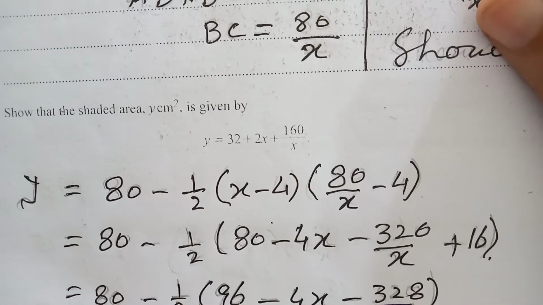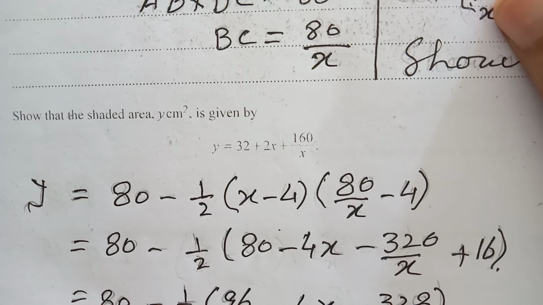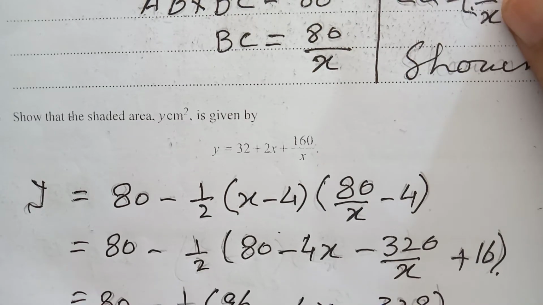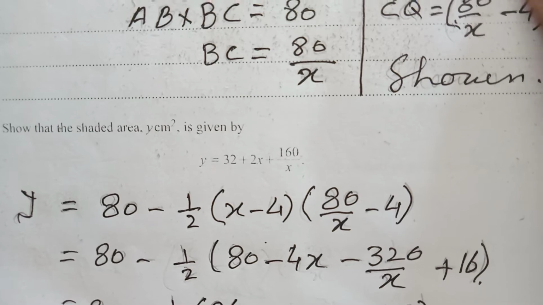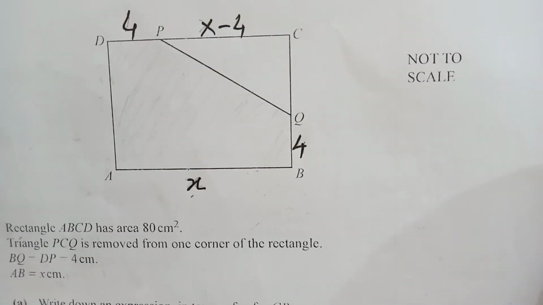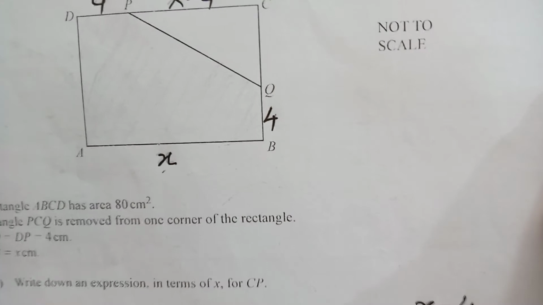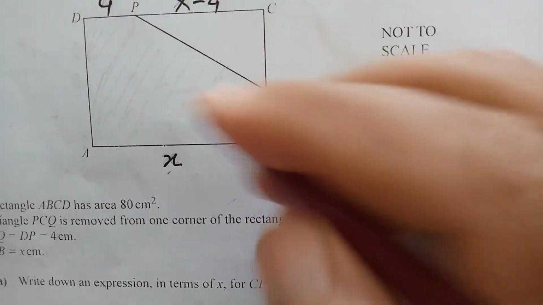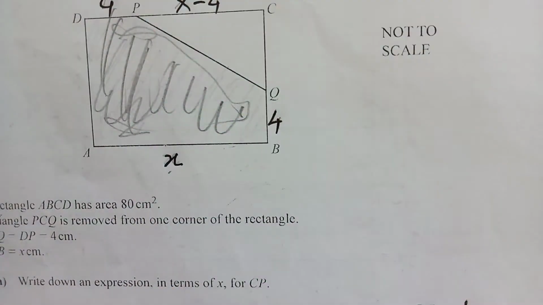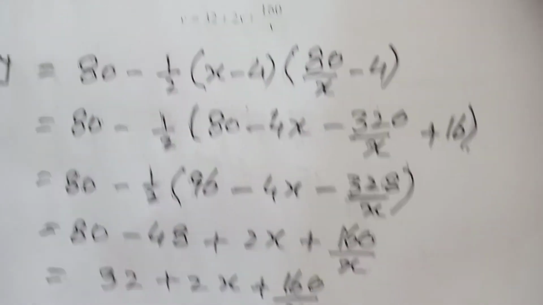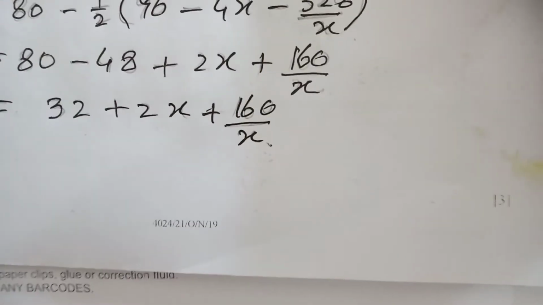Next, he is asking to prove that the area of the shaded region is y centimeter square. Prove that y is equal to 32 plus 2x plus 160 over x. So this is the shaded part. So subtract the area of the triangle from the area of the rectangle, so after working you will get the equation which is shown.